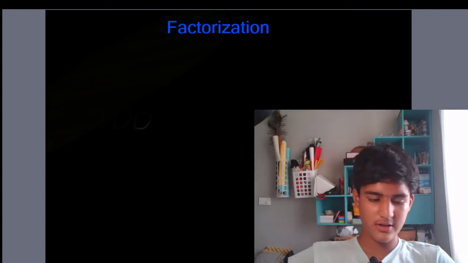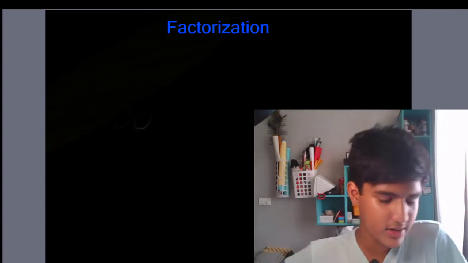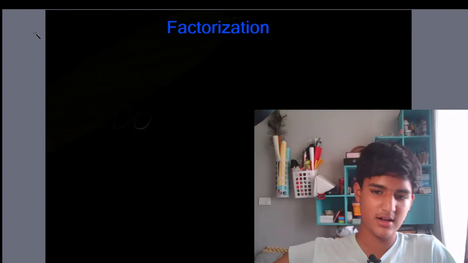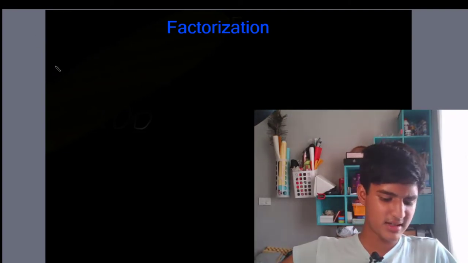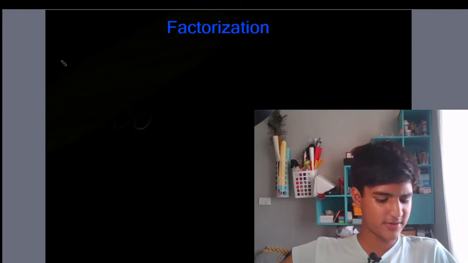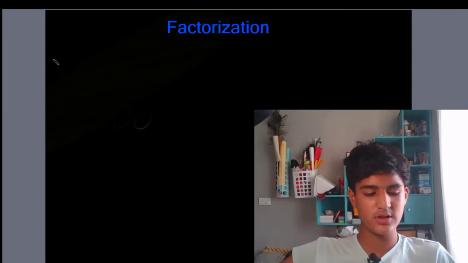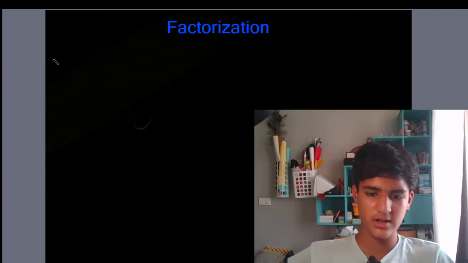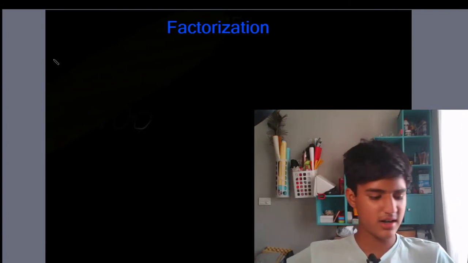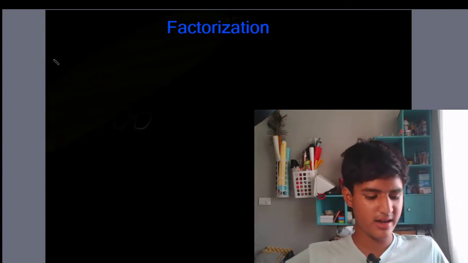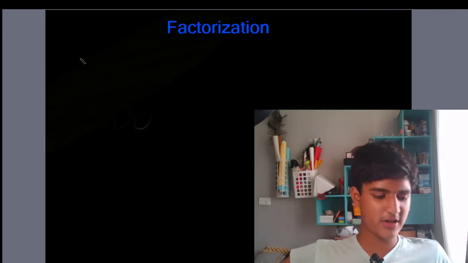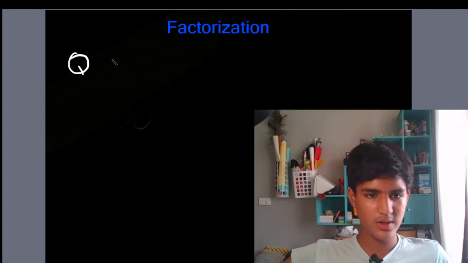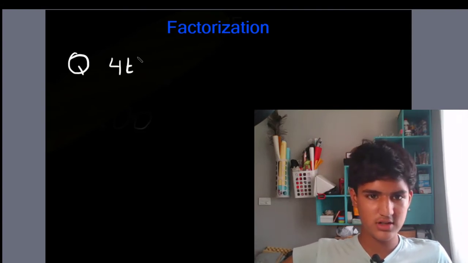Today I will be solving a question on factorization from my final term exam papers. I passed the exam alhamdulillah, but there are a few questions that I didn't do very well. So in order to improve on my algebra, I started redoing the questions that I wasn't able to do in my exam paper. One of them was on factorization. The question was 4t square minus 9.